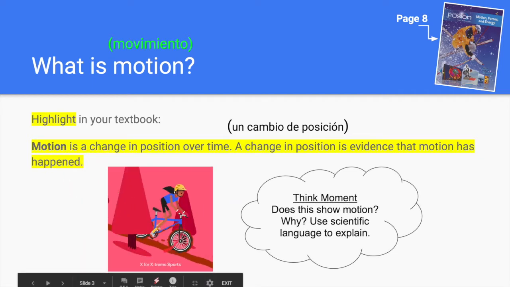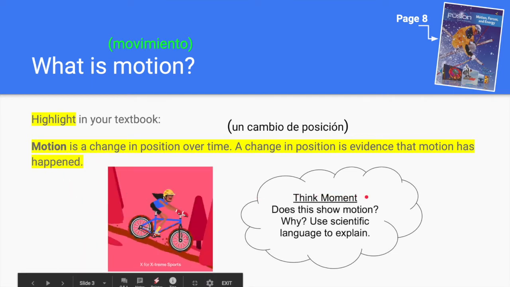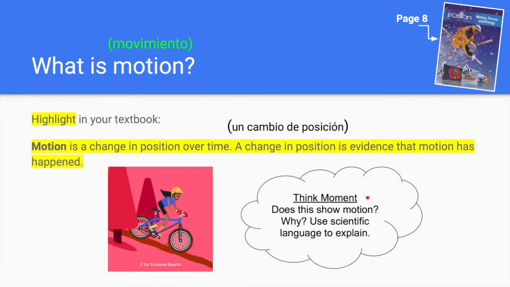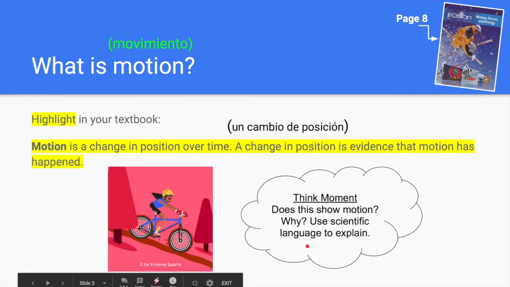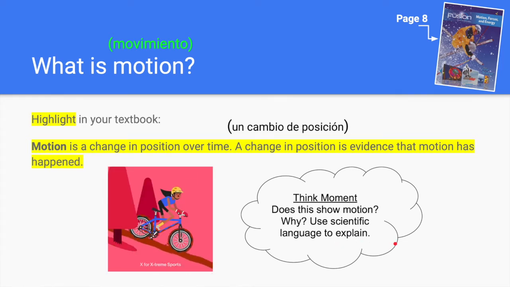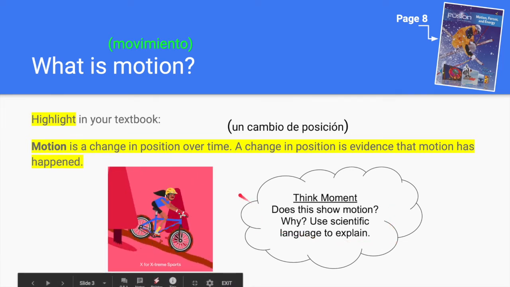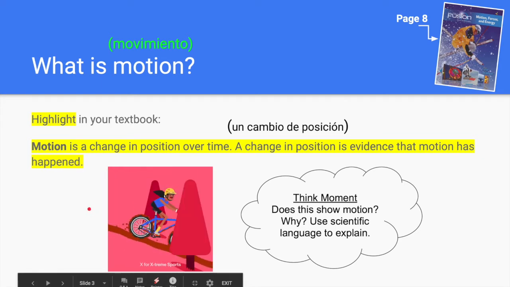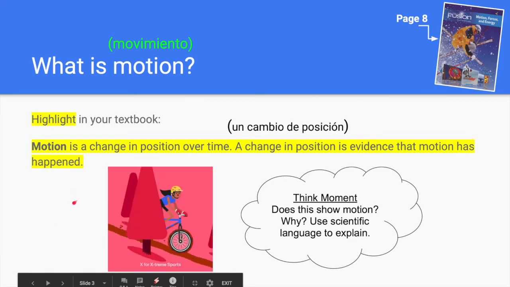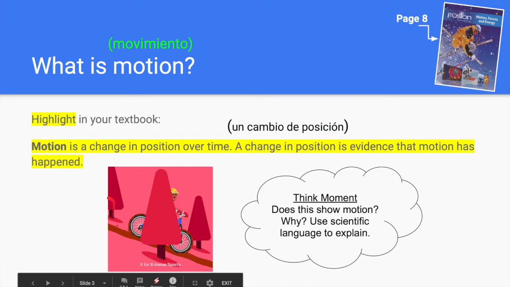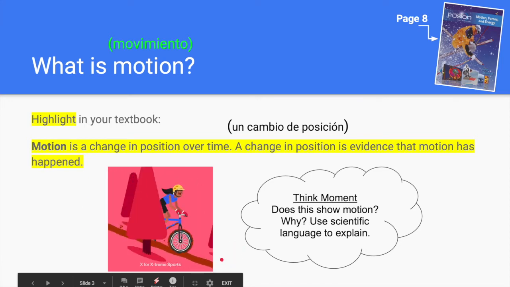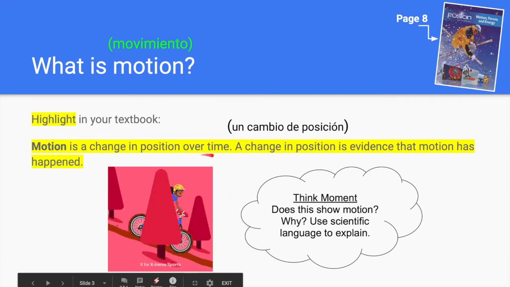Now look at this image right here and think. Does this image show motion? Why? Now let's use our scientific language that we've learned so far to explain. If you answered yes, that this does show motion, you would be right. That is because, as we can see, this person on a bike is traveling and changing position over a certain amount of time. We could see she's starting up here and then moving down here, or even further, to show this change in position over time.